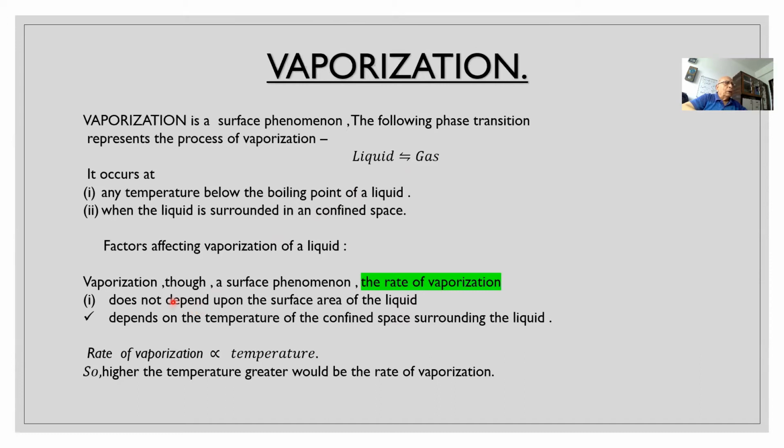And the rate of vaporization does not depend upon the surface area of the liquid. It depends on the temperature of the confined space, of the surrounding liquid. What is the temperature? Of course, it will be below the boiling point. If the temperature is more, the rate of vaporization increases. Obviously. Why does it increase? We shall take it up a little later.